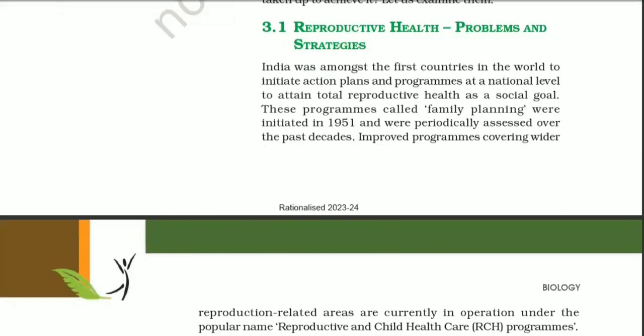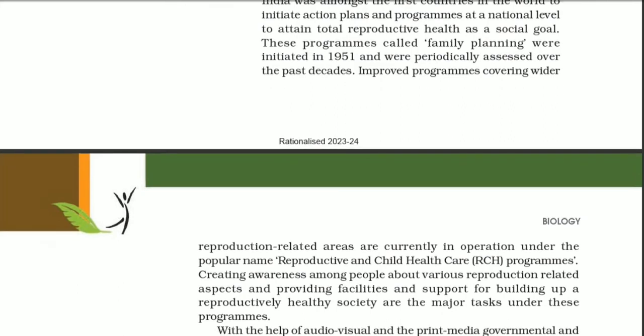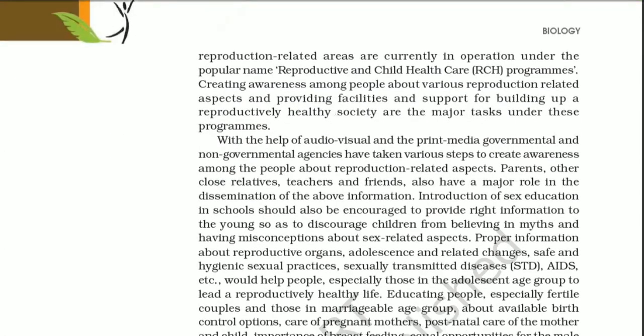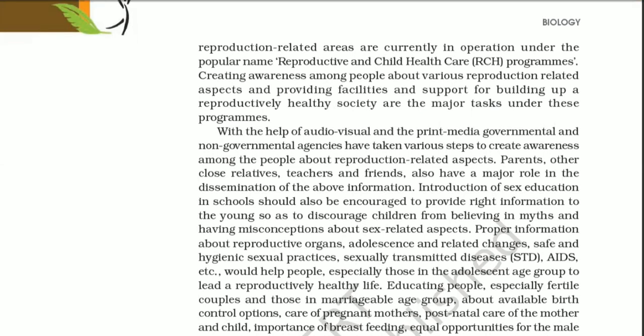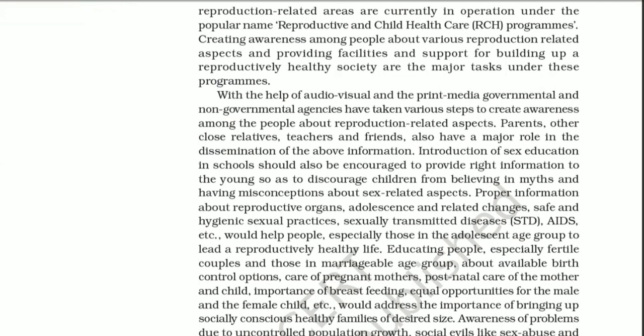India was amongst the first countries in the world to initiate action plans and programs at a national level to attain total reproductive health as a social goal. These programs, called family planning, were initiated in 1951 and were periodically assessed over the past decades. Improved programs covering wider reproduction related areas are currently in operation under the popular name Reproductive and Child Health Care Programs. Creating awareness among people about various reproduction related aspects and providing facilities and support for building up a reproductively healthy society are the major tasks under these programs.